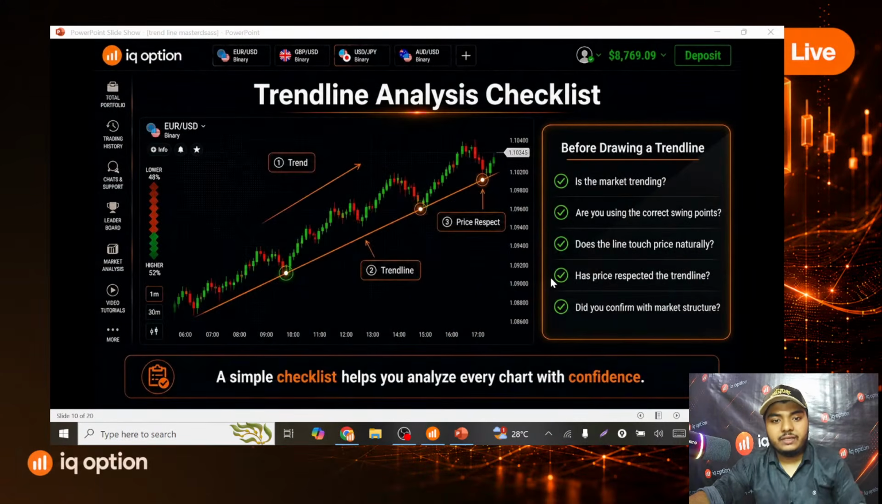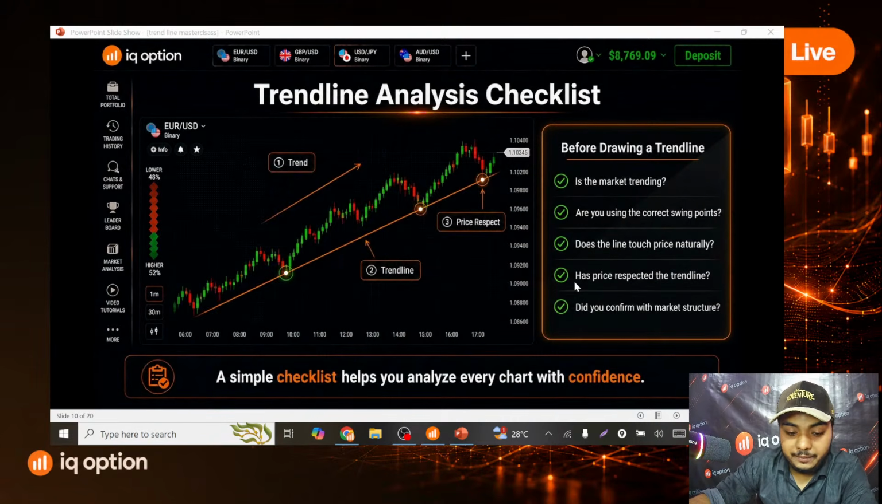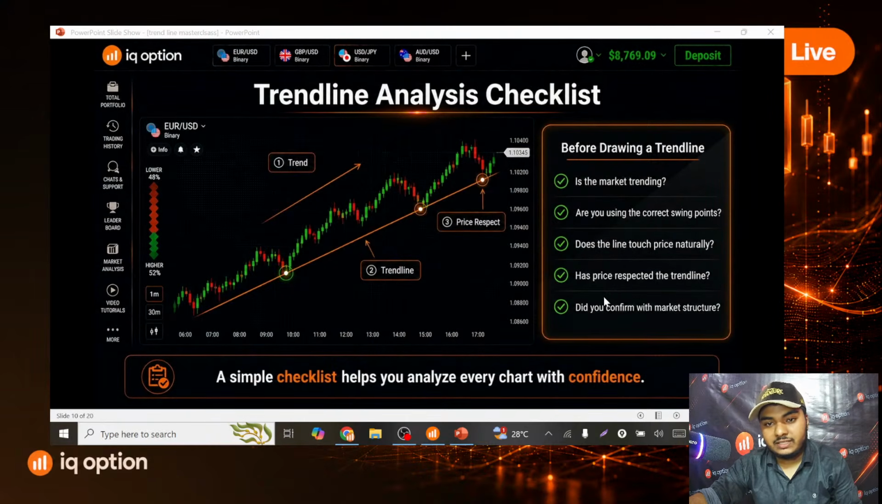Our next topic is the trend line analysis checklist. Before you draw a trend line on any chart, ask yourself these 5 questions. First, is the market trending? If the market is moving sideways, a trend line may not be useful. In a sideways market, a trend line does not work.